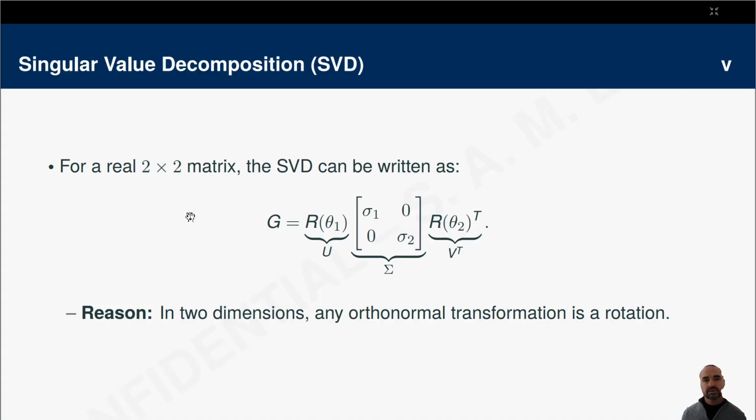For a real 2 by 2 matrix, the singular value decomposition can be written, as an example, as G equals R(theta 1) sigma R(theta 2). In 2D, everything is rotations plus a stretching, either stretch or shrink, or we have this rotation, no mystery, no abstraction. It's completely clear what we have in 2D.